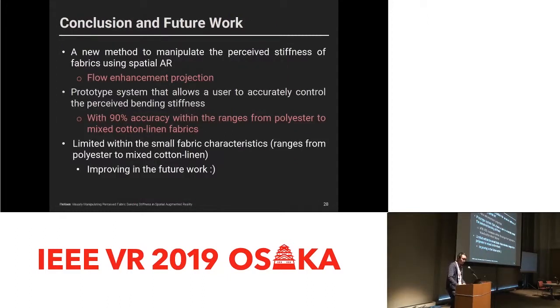So let me conclude my talk. In this work, we present a new method to manipulate the perceived stiffness of the fabrics using spatial augmented reality. In particular, we propose the flow enhancement projections that work in real time. And our proposed system allows the user to accurately control the perceived bending stiffness with 90% accuracy from the ranks from the polyester to mixed cotton linen fabrics.